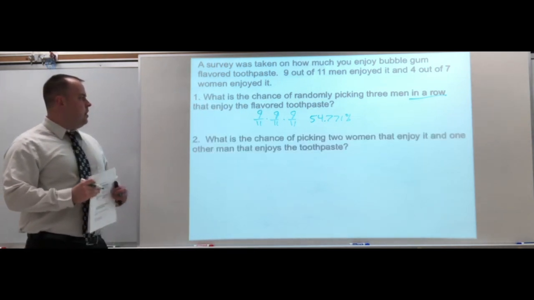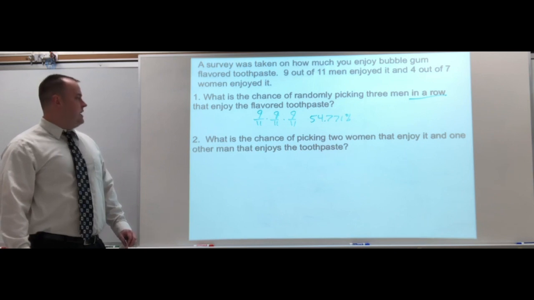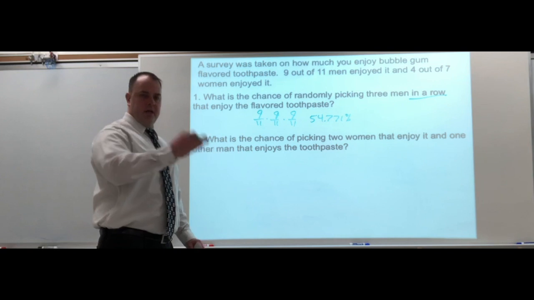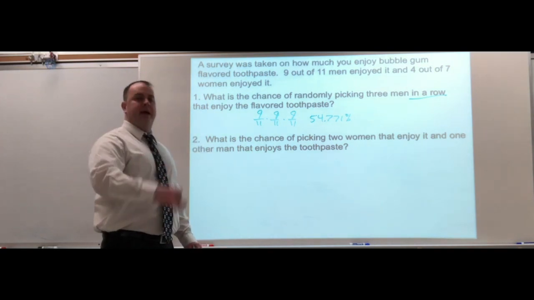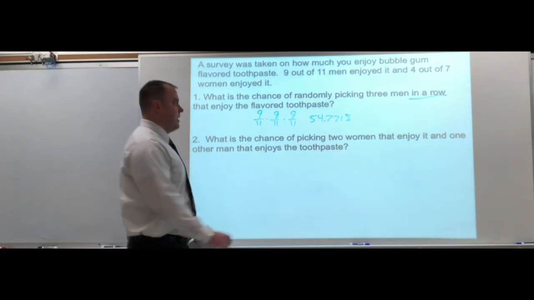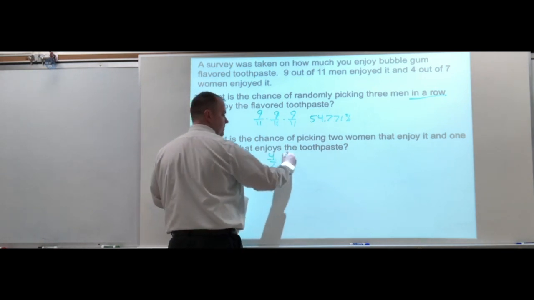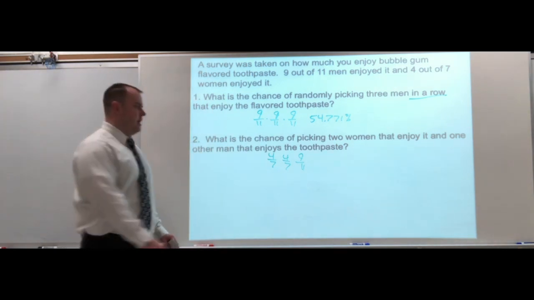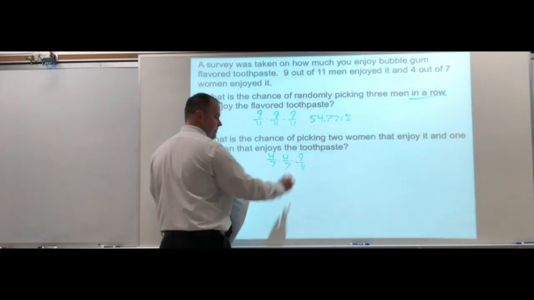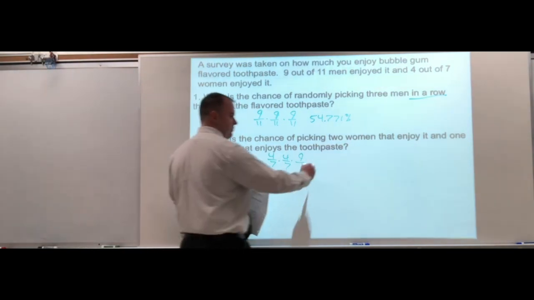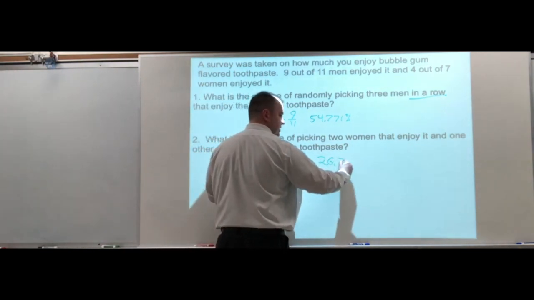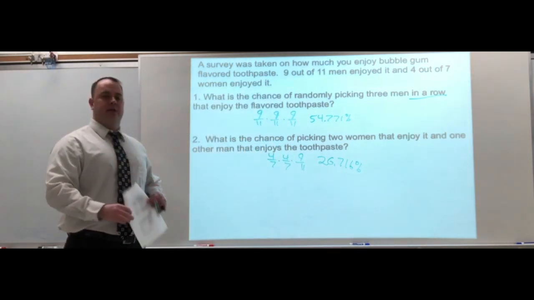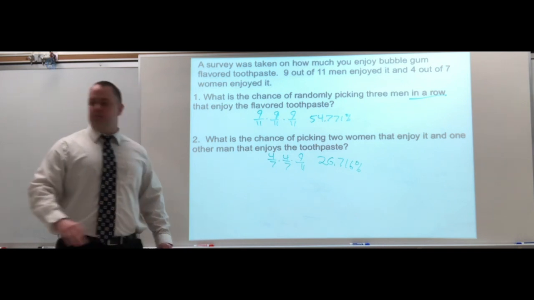Okay? What's the chance of picking 2 women that enjoy it and one other man that enjoys the toothpaste? So again, it's multiple actions. You're picking 2 women, and then you're picking 1 man. There are 3 actions happening there. Now the women is 4 out of 7 and 4 out of 7. The man is 9 out of 11. So again, they're parameters. They're not changing. That 4 out of 7 staying the same for both of them. Multiply across, and I have 26.716%. Alright, so also a reminder, I'd like your answer to be in percent form with 3 decimal places.